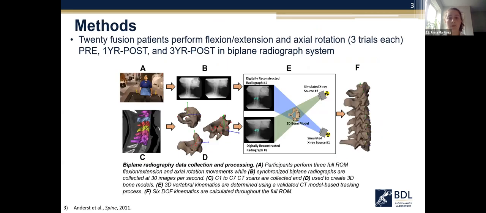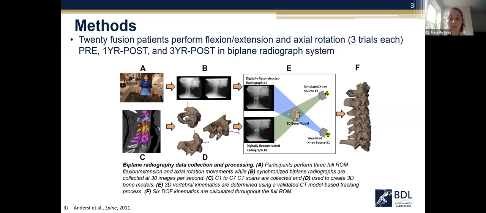Thus far, 20 out of 80 anterior fusion patients who provided informed written consent to participate in this ongoing IRB-approved study have completed pre-surgical, 1 year post-surgical, and 3 years post-surgical testing. Patients initially sat upright with their head in a neutral position for one static image on each test day. They then performed three trials of full range of motion flexion extension and axial rotation, while synchronized biplane radiographs of the cervical spine were collected at 30 images per second for 3 seconds.